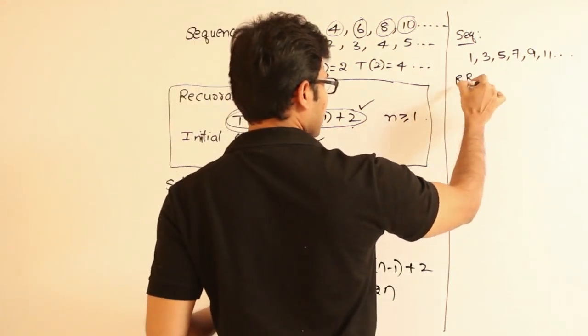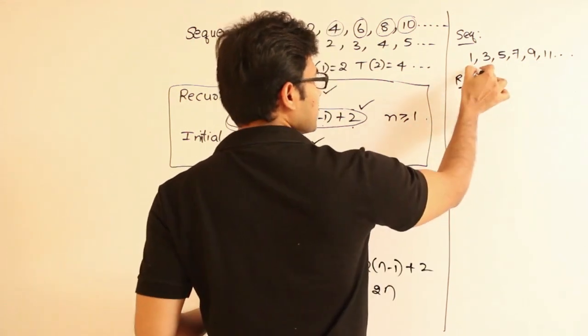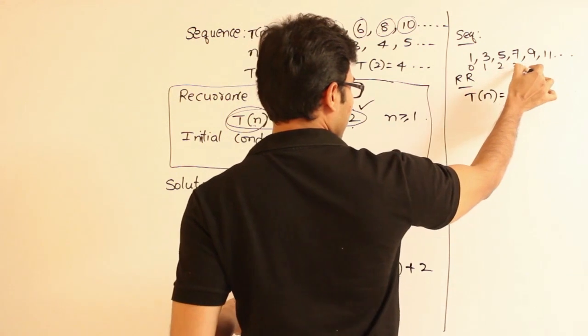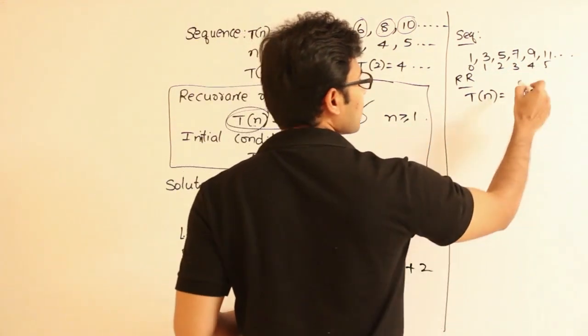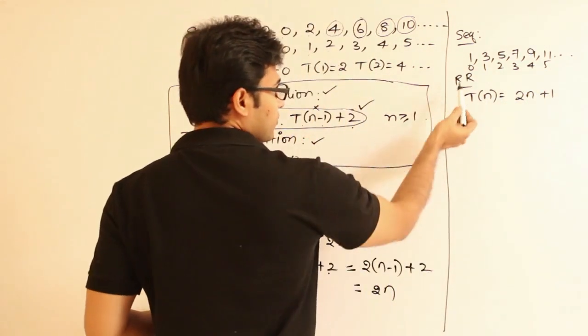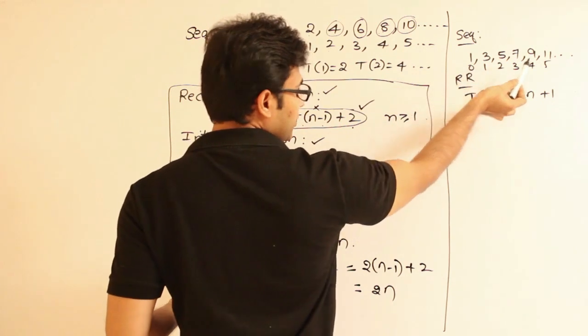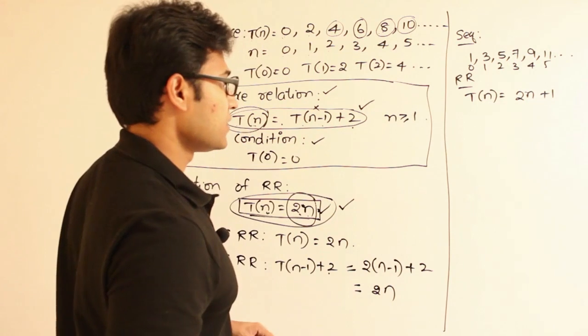So the recurrence relation can be, if you treat this as the 0th term, this as the first term, this is second, third, fourth, fifth, which means T of 0 should give you that. So it can be 2n plus 1, right? In case you start this one as 1, 2, 3, then it can be 2n minus 1. Got it? So this is the recurrence relation.